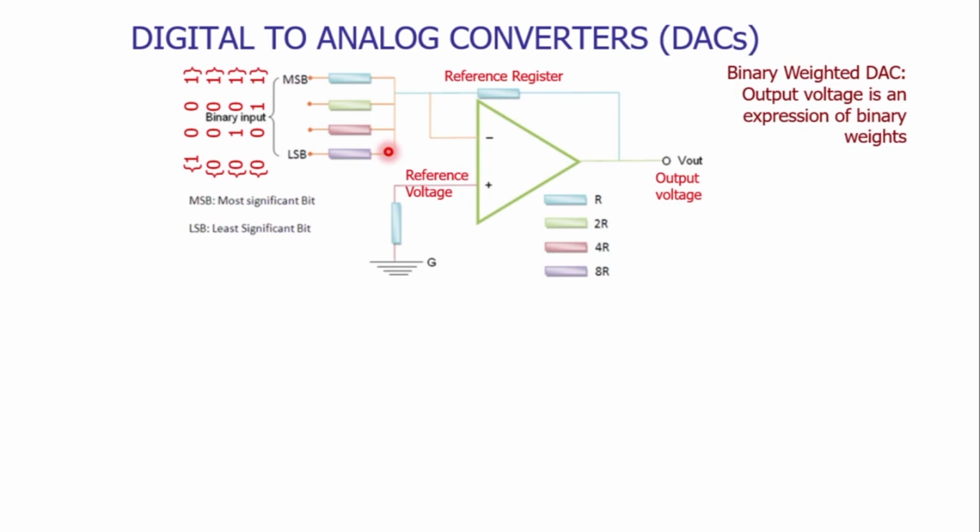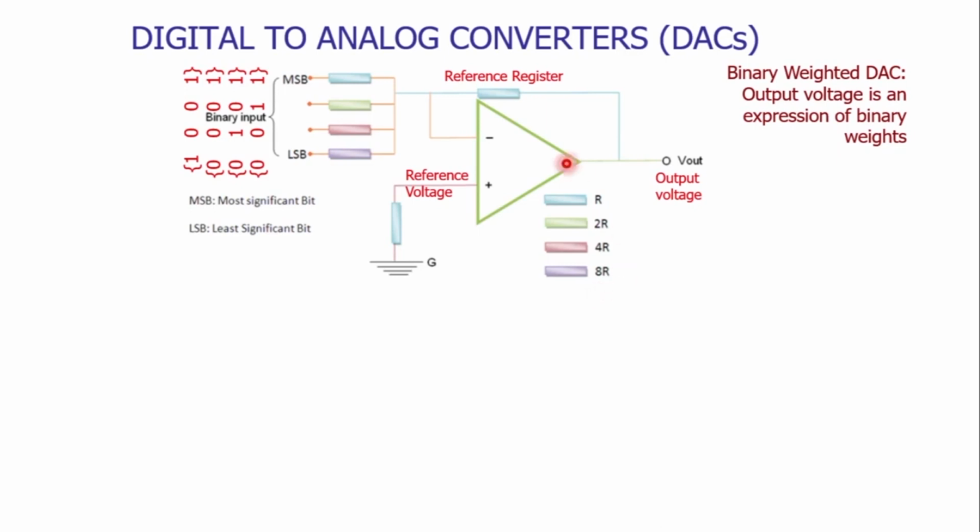The most significant bit is attached with a resistor value of R. The next one, having less significance than the most significant one, will have a resistance of twice R, twice the resistance of the MSB. The third one will have an increased resistance, 4 times the resistance of the MSB, and the least significant bit will have the maximum resistance attached, that is 8 times the resistor value.